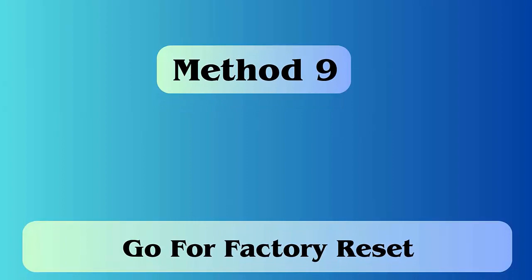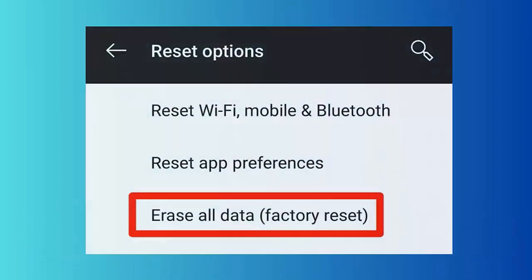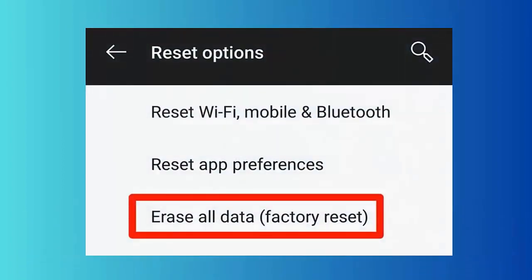Method 9. Go for factory reset. Follow the steps. First, open Settings on your Android device. Now, click on Backup and Reset option. Then, click on Factory Data Reset, Reset Device. Finally, tap on Erase Everything option.